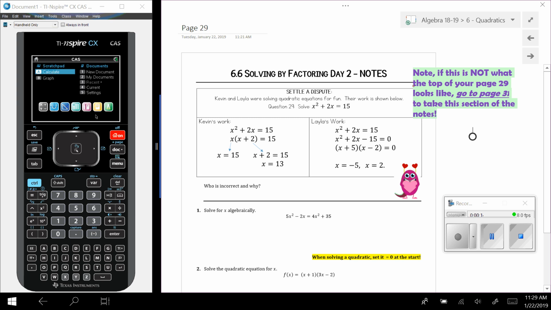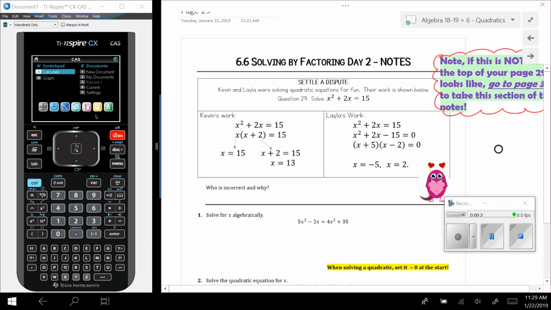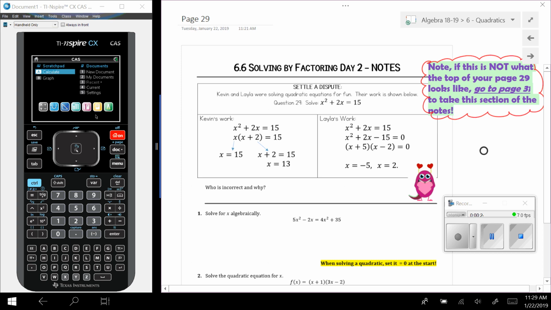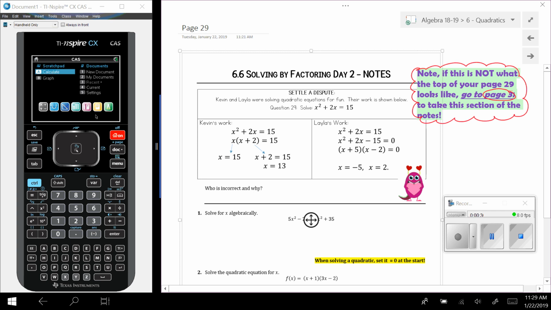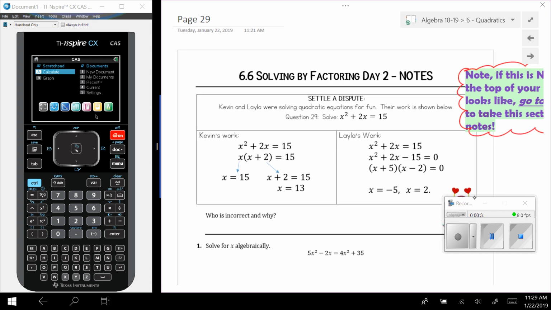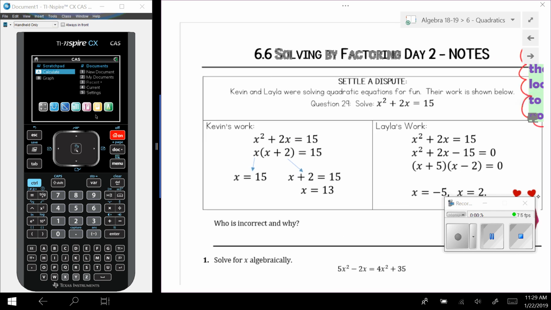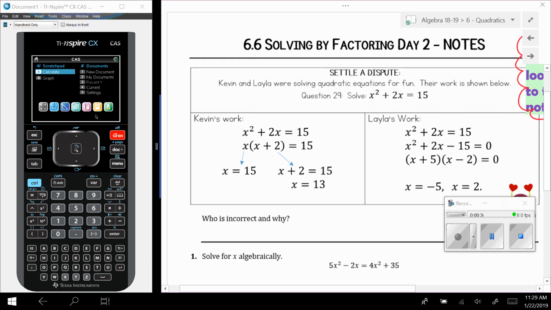Now, please pay attention to this special note. If this is not what the top of your page 29 looks like in your packet, go to page 31 right now because this is where we're going to start, and then we will come back to page 29. So I'll give you a second to get there if you are not already there, and what we're going to do is read through this.